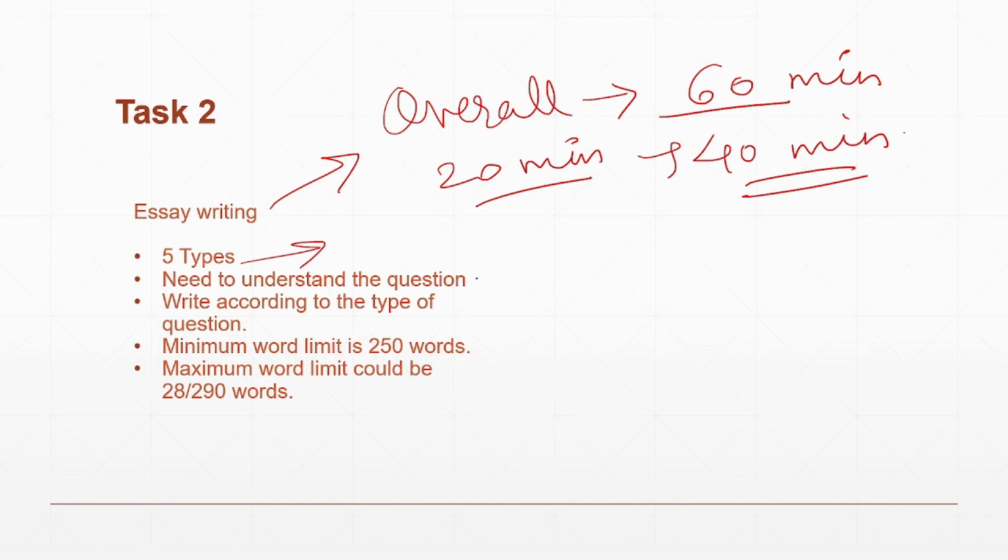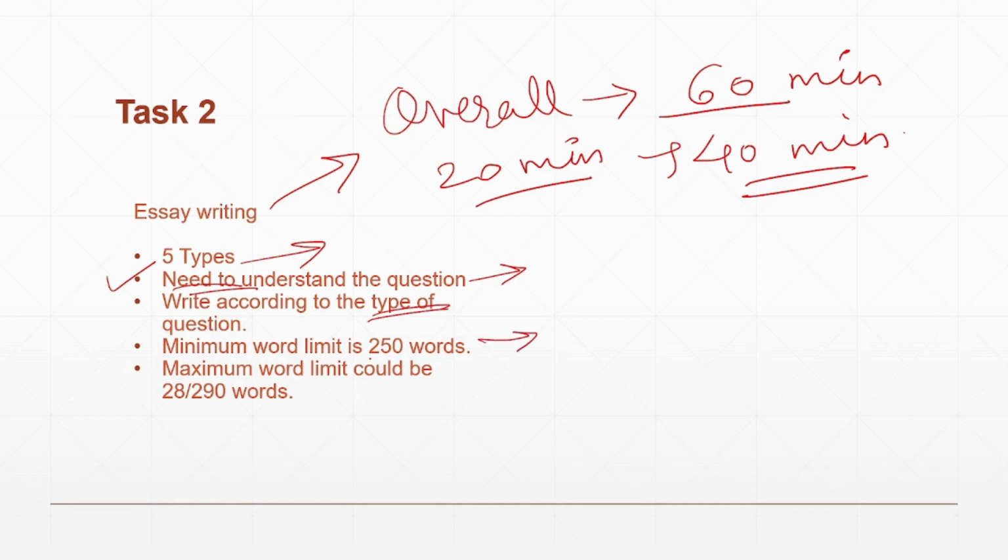Now, if you want to see and give the answers for the essay, the first thing you have to prioritize is the understanding of the question. Whatever questions are given, you need to understand them, and based on that you also see what type of question it is, and accordingly you have to write.